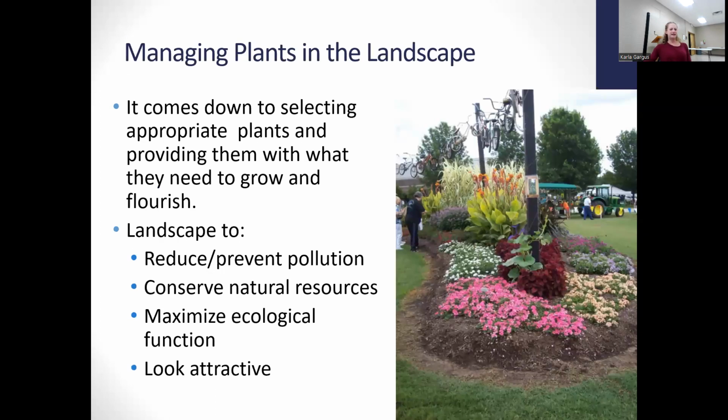So when it comes down to selecting the appropriate plants and providing them with what they need to grow and flourish in the landscape, your goal should be to reduce or prevent pollution. That's going to be by reducing your inputs. You want to reduce your fertilizer. You want to reduce your pesticides that you're using, things of that nature. If you don't need it, don't spray it. You want to conserve your natural resources.